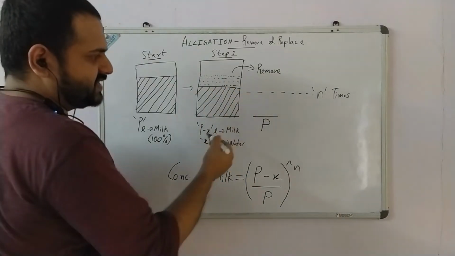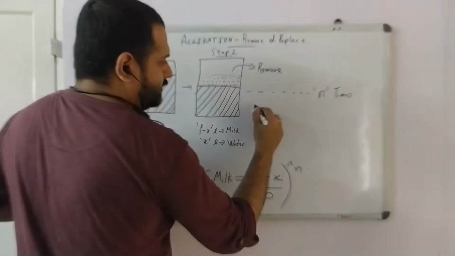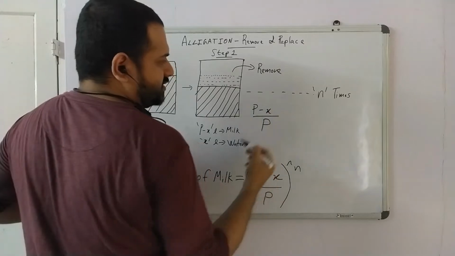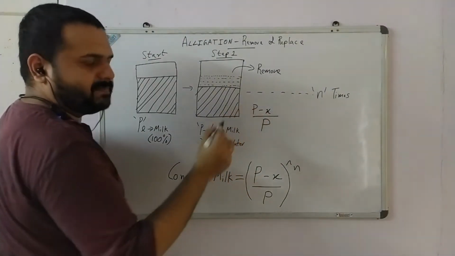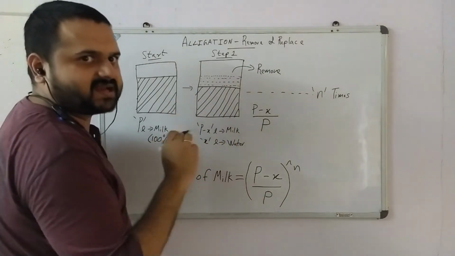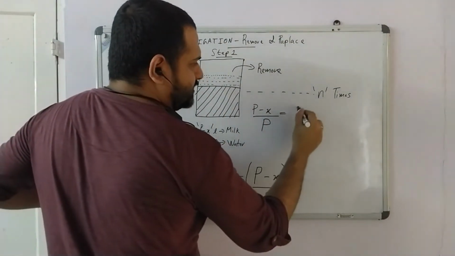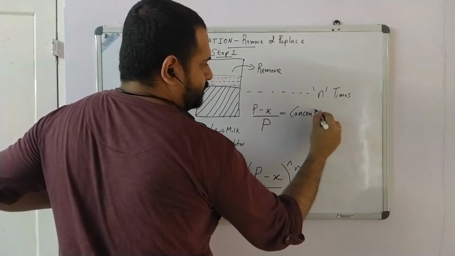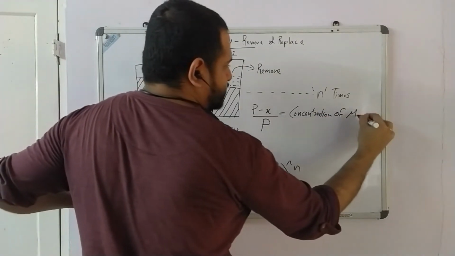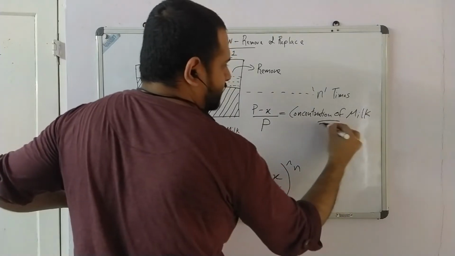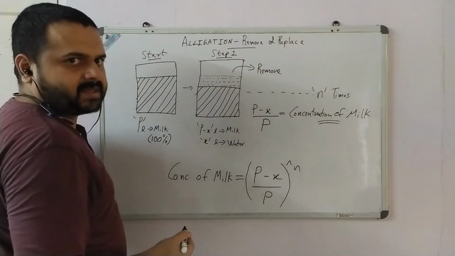So the total volume is P and we want to find out the concentration of milk in the solution, right? So how much milk is left after this first step? P minus X, correct? So out of the total volume P, there is only P minus X liters of milk left now. So that is the concentration of milk, right? After step 1, correct?